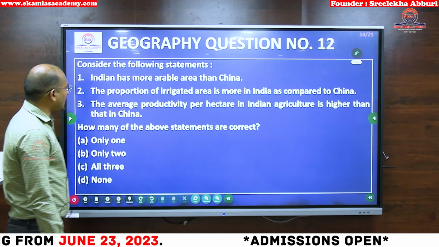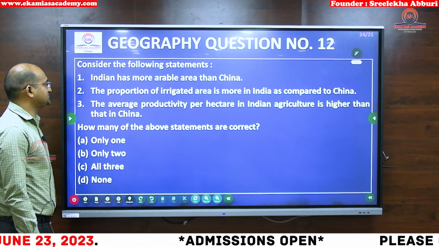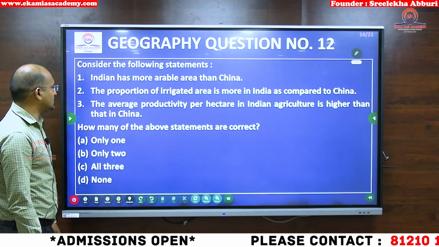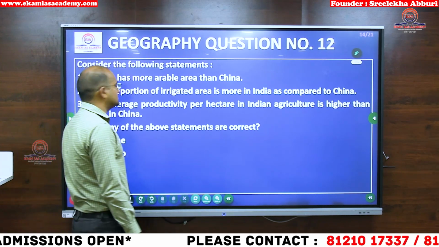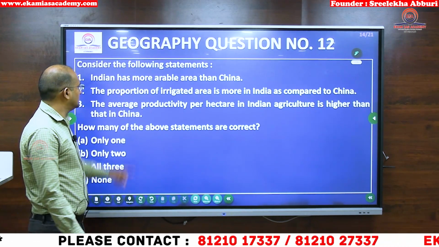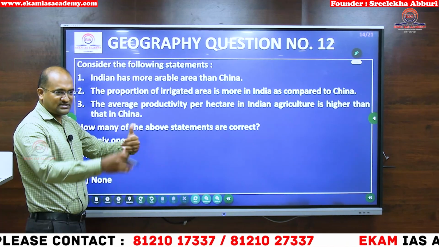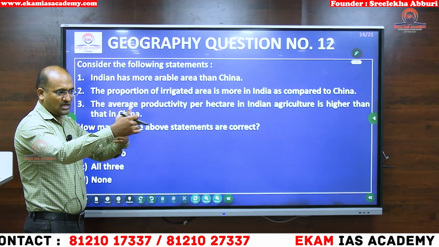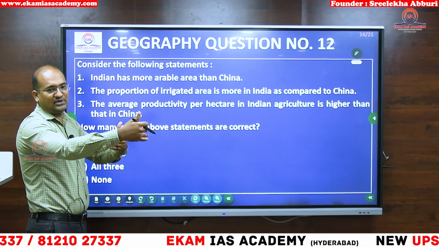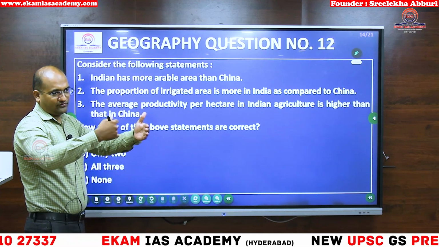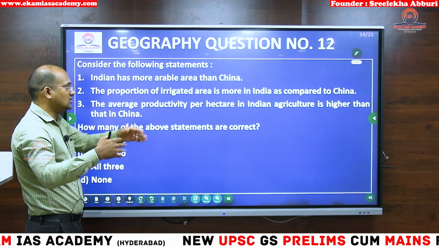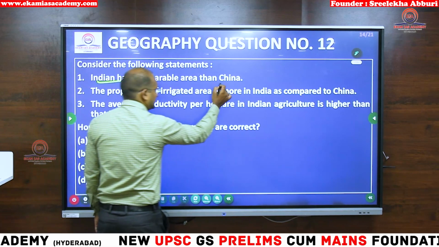India has more arable area than China. The proportion of irrigated area is more in India as compared to China. The average productivity per hectare in Indian agriculture is higher than that in China. So, again you have to go to the mindset of UPSC. Of late India and China are seen more in the confrontation stage. After the Galwan Valley debacle, the attitude of India and China is more of confrontation rather than cooperation. So, that is the reason the question is on India and China.